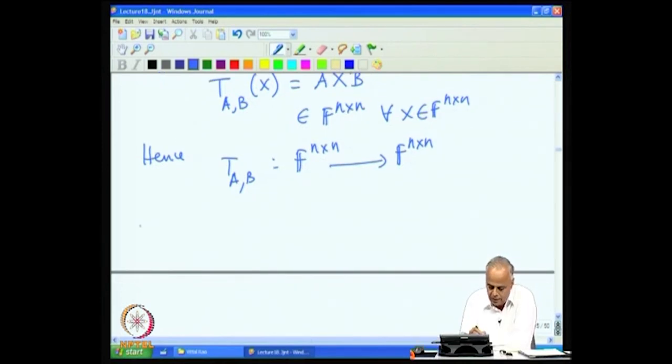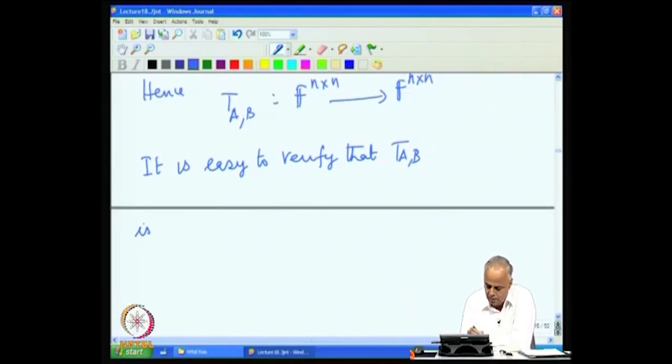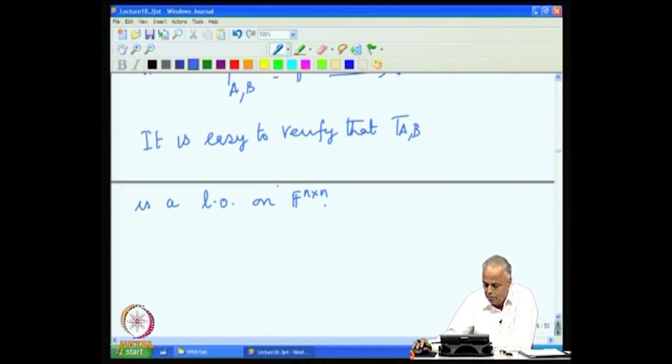Now, we leave it as an exercise to verify. So, we will simply write it is easy to verify. The same arguments we have to carry on to verify that T A B is a linear operator on F n cross n. We have to again verify that T A B of x plus y is T A B of x plus T A B of y, that is T A B preserves addition, and T A B of alpha x is alpha times T A B of x, that is T A B preserves scalar multiplication.